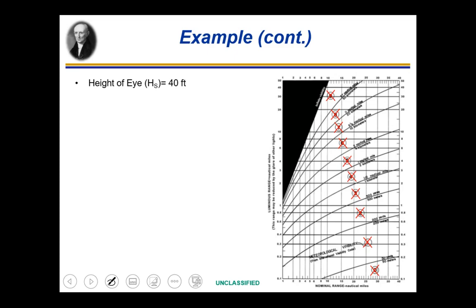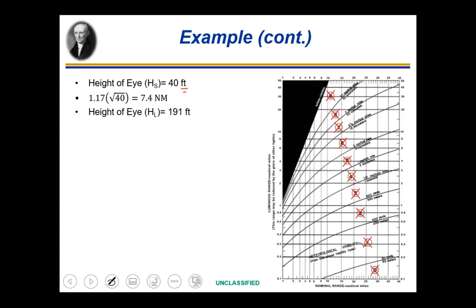So first, we're going to start with geographic range. Height of eye of the ship, we know, was 40 feet. That was given. We're going to do the calculation of 1.17 times the square root of 40, because it's in units of feet, so we're good there. And we get a horizon distance of 7.4 nautical miles.